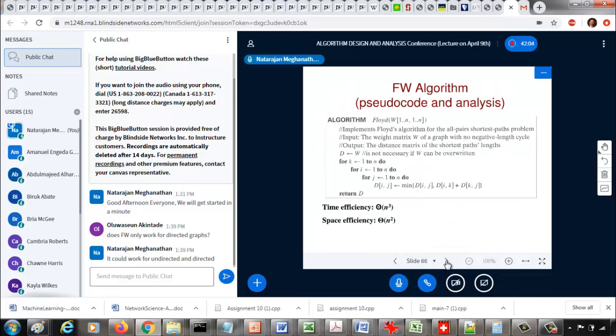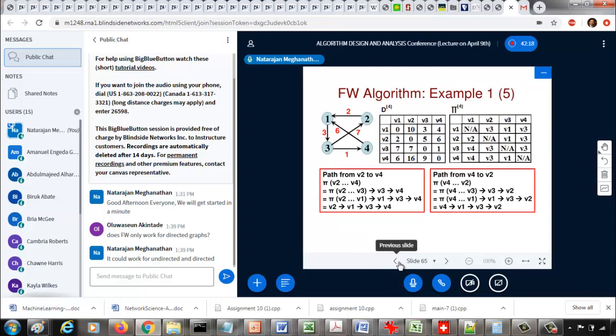Okay, so we'll go through one more example. Now, if you look at the time complexity and space complexity here, for a graph of n vertices, you have to go through n iterations, and in each iteration, what we are really trying to do is fill up each of these cells, right?